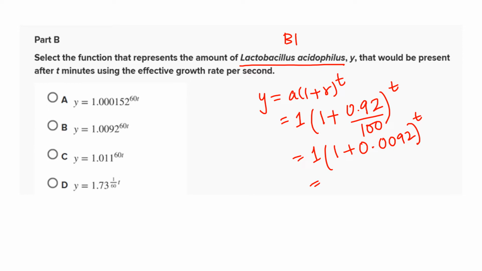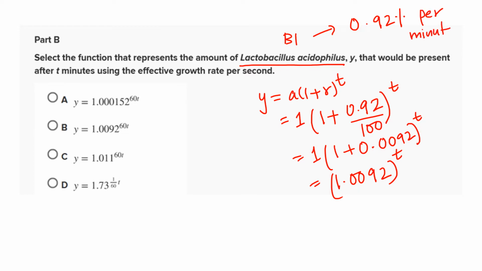Now I can combine, just add 1 here, so 1.0092, and this was taken for the bacteria B1 in the unit of minutes, because if you remember the statement of the question, it said 0.92% per minute. That's the rate of growth given in the word problem. Now in this question, the trick is it is asking 40 minutes using effective growth rate per second.